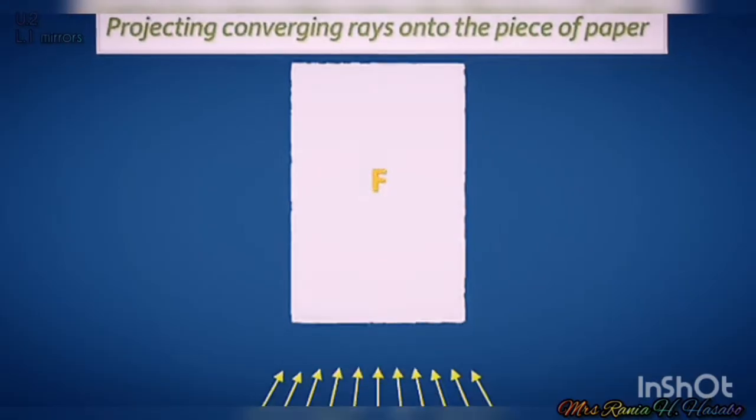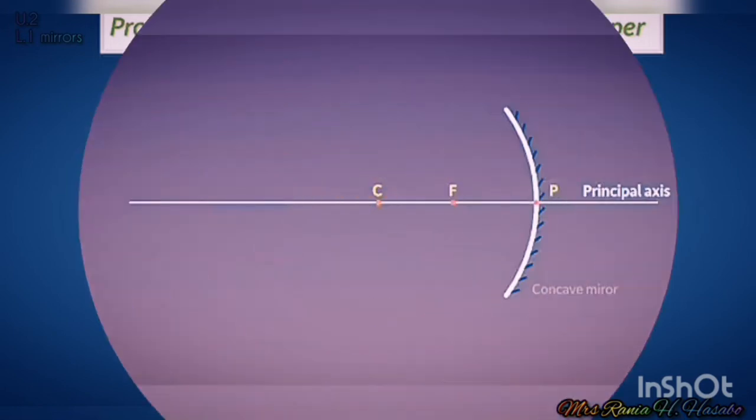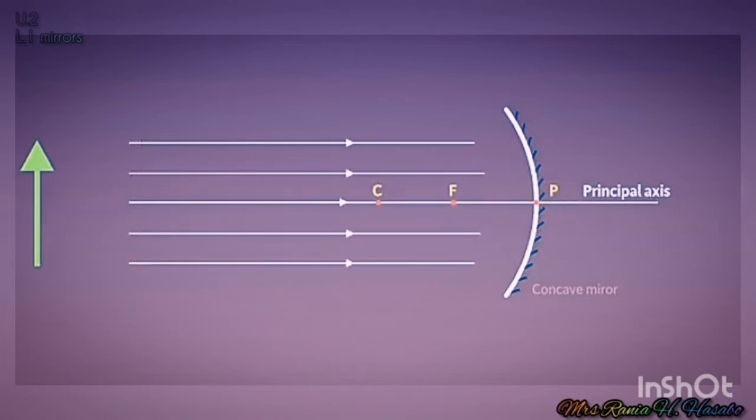Where are they going after reflection? All reflected rays meet each other as a tiny dot at the focus. If you receive it on a piece of paper, it will start getting hotter and finally catch fire. The rays that come from this object, incident parallel to the principal axis, will always converge at the focus.